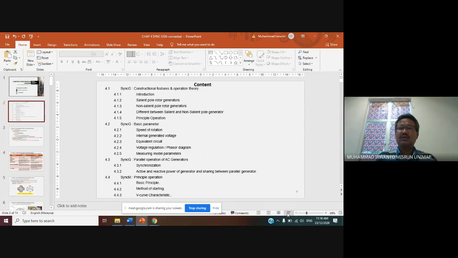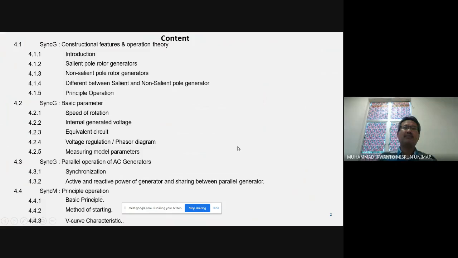Now, for this section, we want to discuss first the introduction of the synchronous generator. Then the salient pole rotor generator, the non-salient pole rotor generator, the difference between salient and non-salient pole generators, and then the principle of operation.